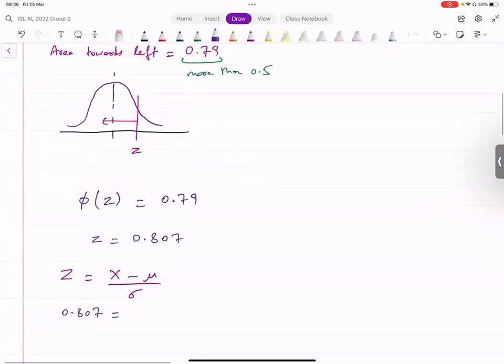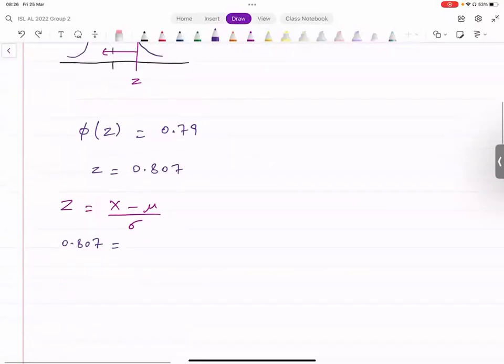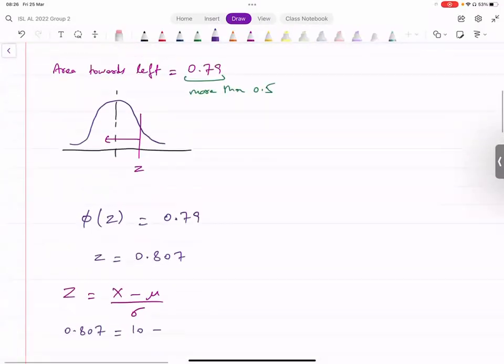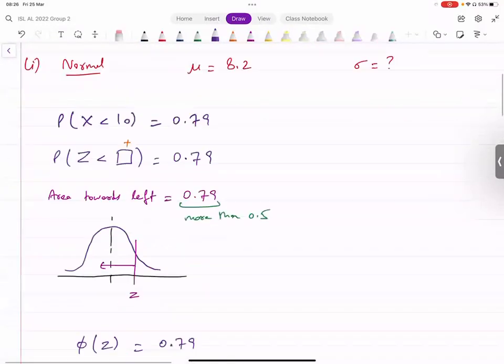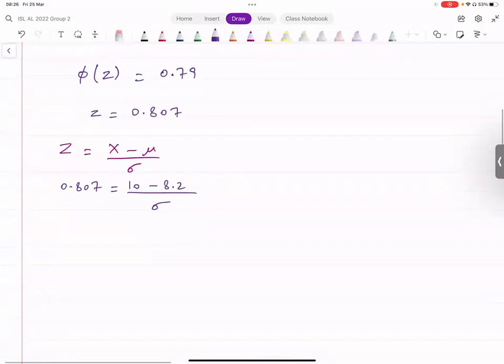x की जगह यहाँ पे क्या रखा हुआ था? x less than 10 की बात हो रही थी, तो corresponding value x यहाँ, x की value यहाँ पे क्या आ गई? 10 आ गई. 10 minus mu was 8.2, divided by sigma. यहाँ से आपके पास standard deviation आ जाए.